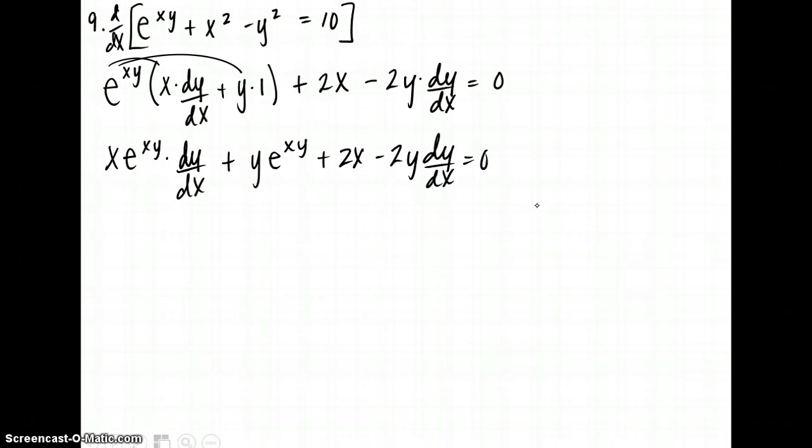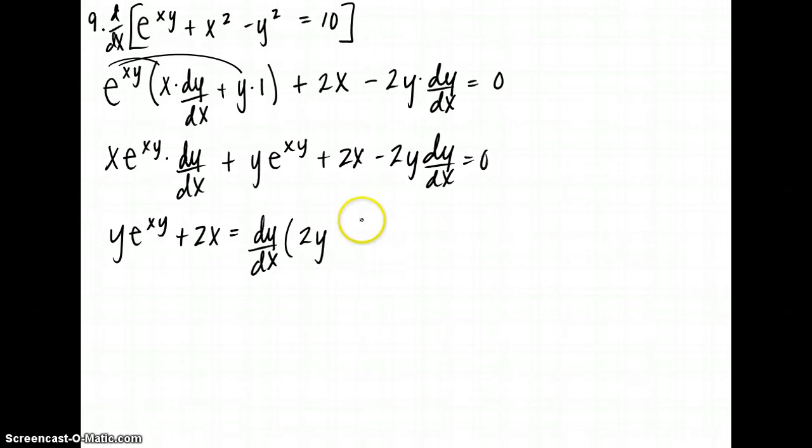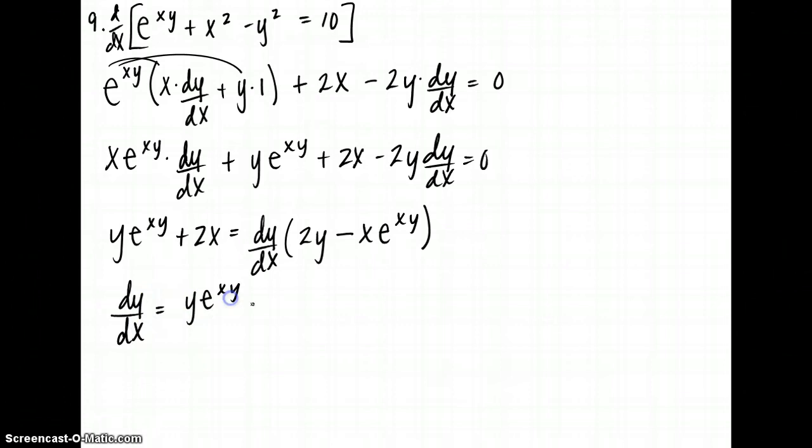I'm going to move the dy dx terms to the right-hand side. So I'm going to keep the non-dy dx terms on the left. So adding the 2y, subtracting the x e to the xy, and factoring out in one step. And then I solve for dy dx, dividing by 2y minus x e to the xy. Now, if you move the non-dy dx terms to the right-hand side, this answer would just be the exact opposite, and that would still be correct if you want to try it the other way.